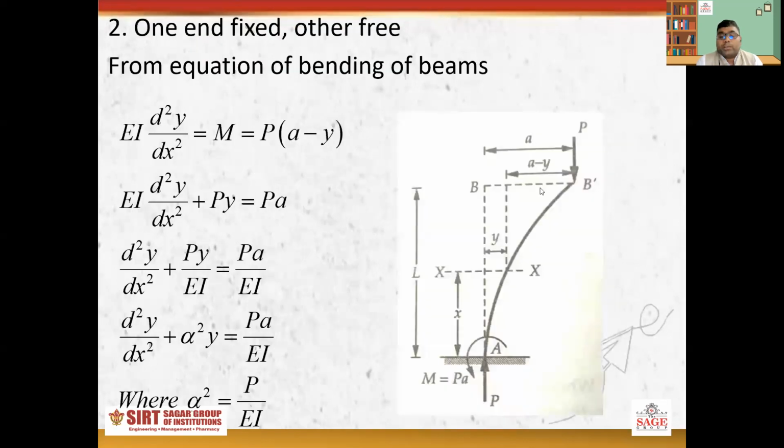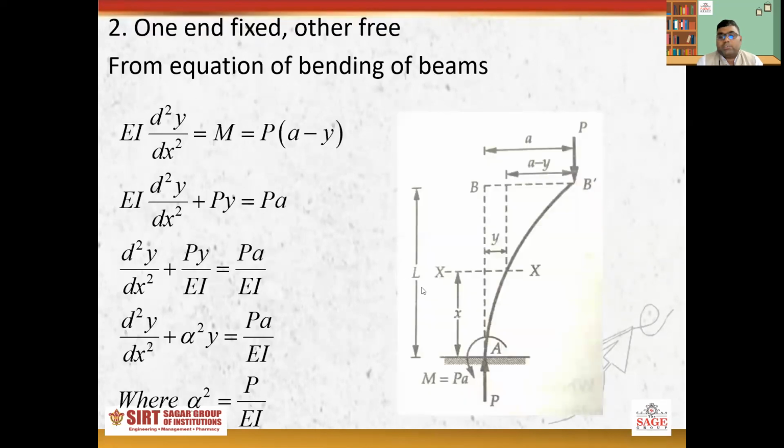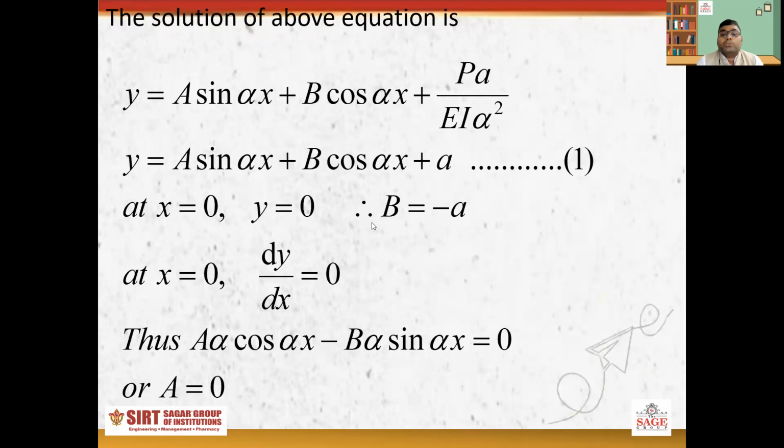Now you can see, because this end is fixed, at the fixed end slope and deflection are both 0, and here x is equal to L and y is equal to a. Okay, so let's see the first end condition. x is equal to 0, y is equal to 0. So put all the values: this will be 0, this 0, and cos is 1. So we can say B is equal to minus A.